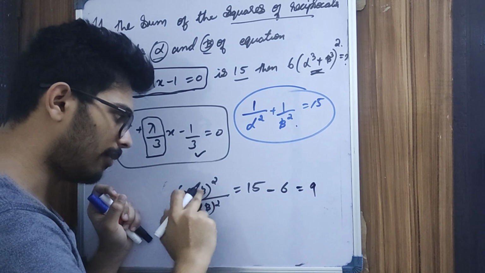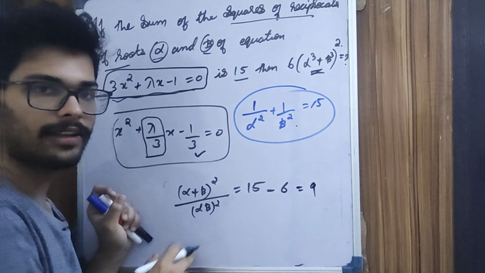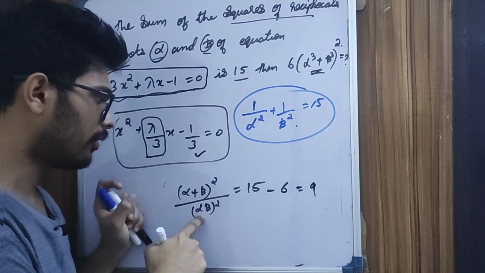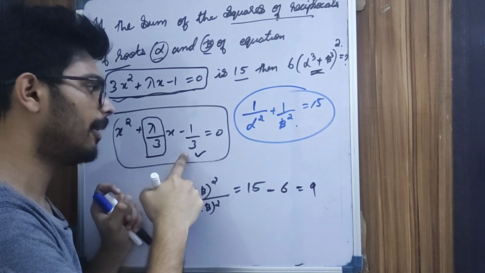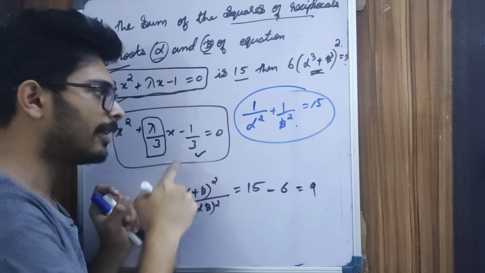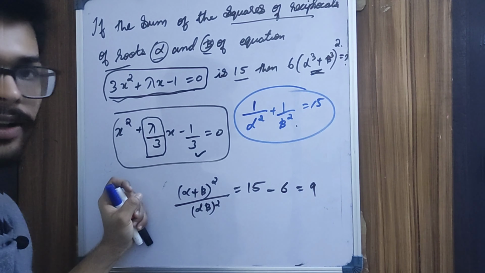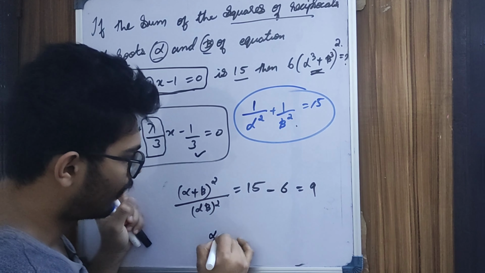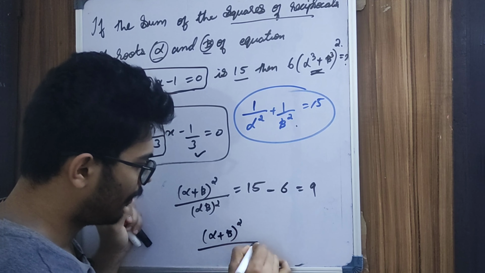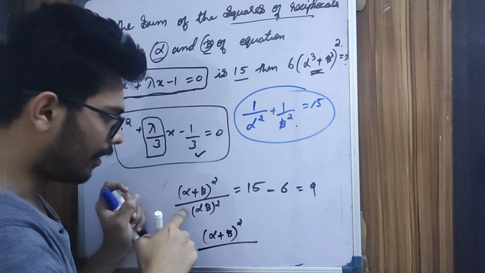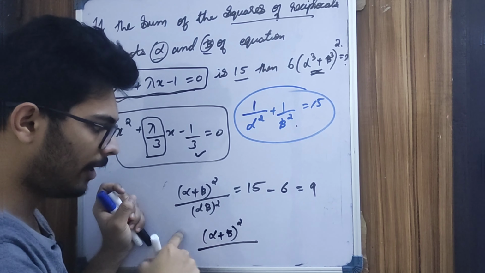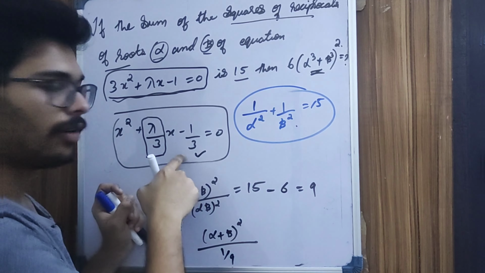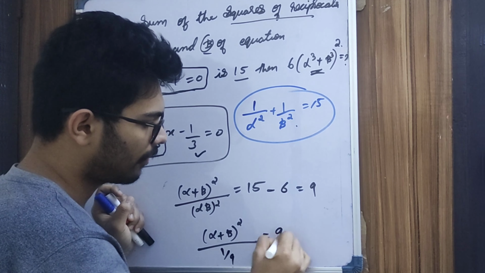1 by alpha plus beta the whole square divided by alpha beta the whole square. We know the product of roots will be equal to the constant term, which will be minus 1 by 3. Then what will be the square of minus 1 by 3? It will be equal to 1 by 9. So alpha plus beta the whole square divided by alpha beta the whole square, where 1 by alpha beta the whole square will be 1 by 9, which is the square of this term, which is equal to 9.